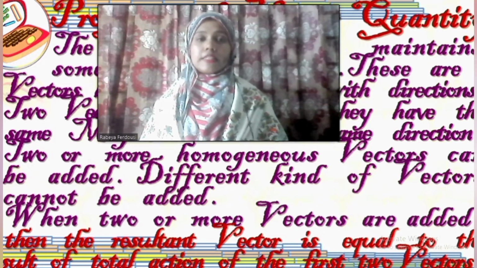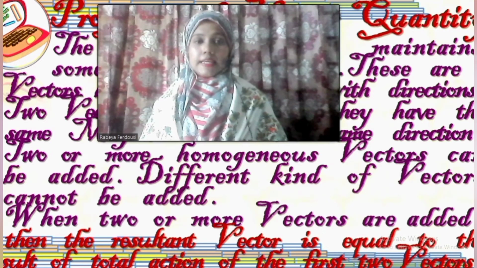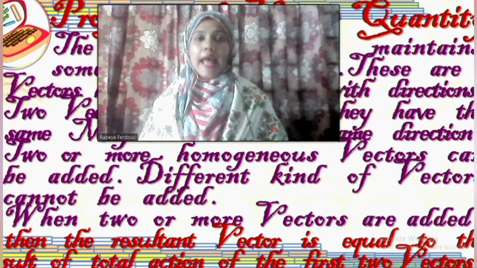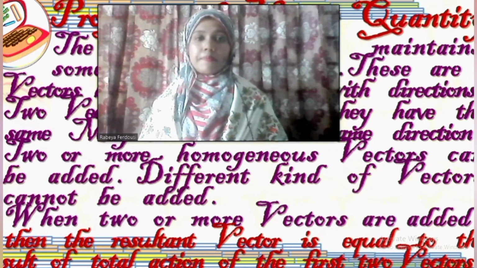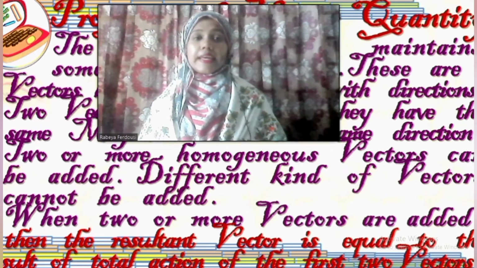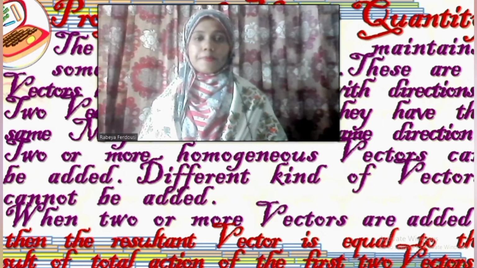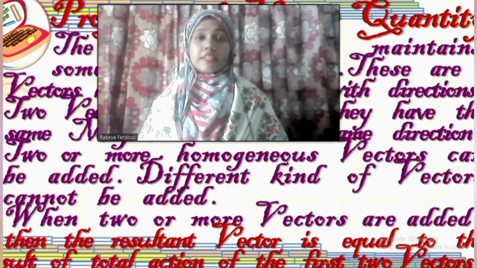For example, the distance between A and B is 10 cm and the direction of the vector AB is to the west. Again, the distance between C and D is 10 cm and the direction of the vector CD is to the west also. Here we can say vectors AB and CD are two equal vectors. Third one is two or three homogeneous vectors can be added. Different types of vectors cannot be added.